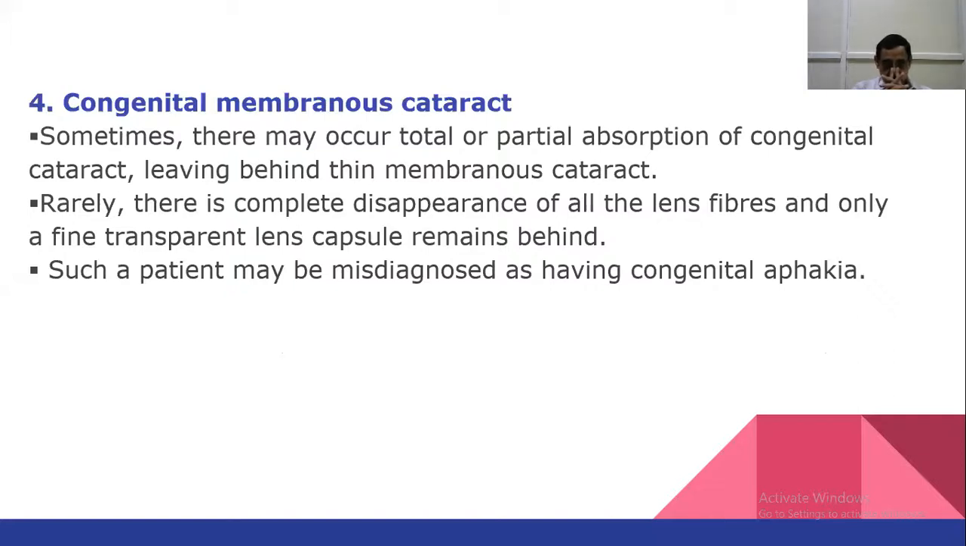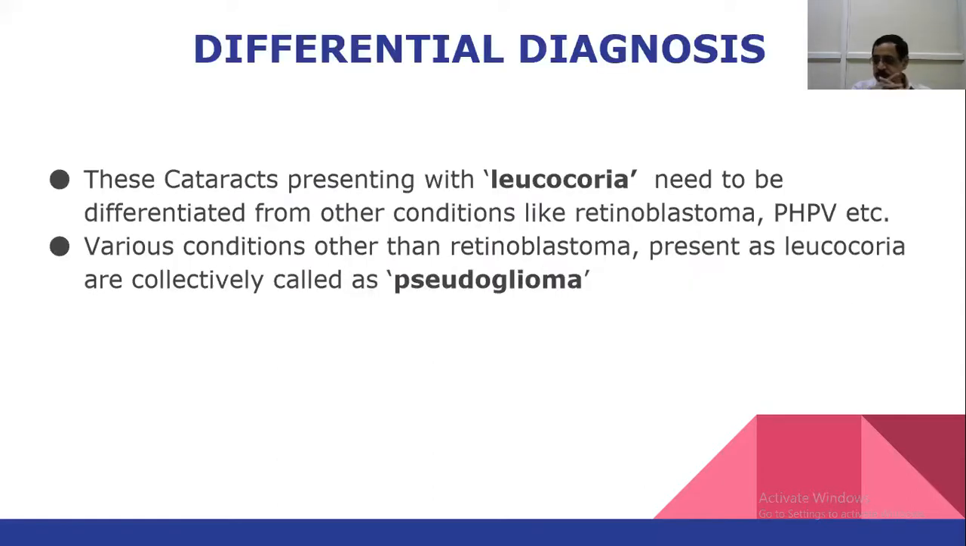Last one is congenital membranous cataract. Sometimes there may occur total or partial absorption of congenital cataract, leaving behind the membranous cataract. Rarely there is complete disappearance of all lens fibers, and only a fine transparent lens capsule remains behind. Such a patient may be misdiagnosed as having congenital aphakia. Aphakia means absence of lens.